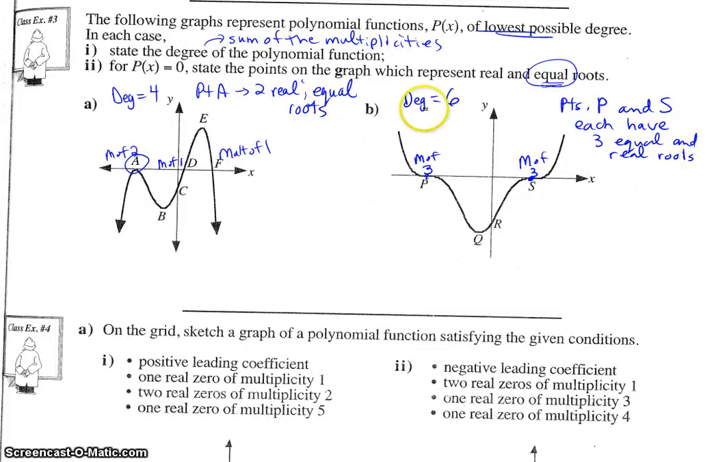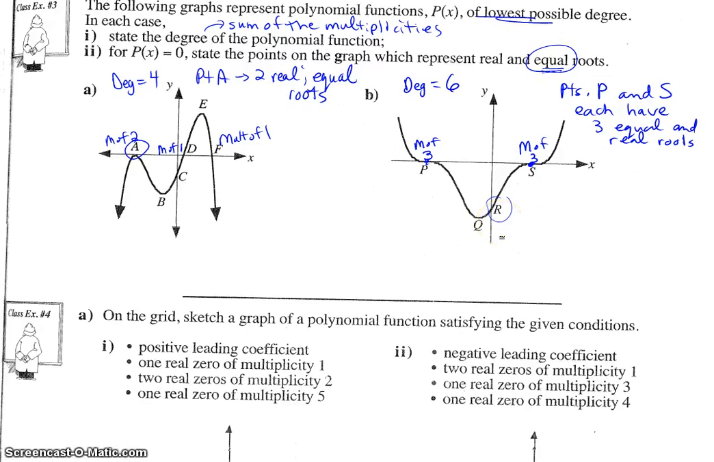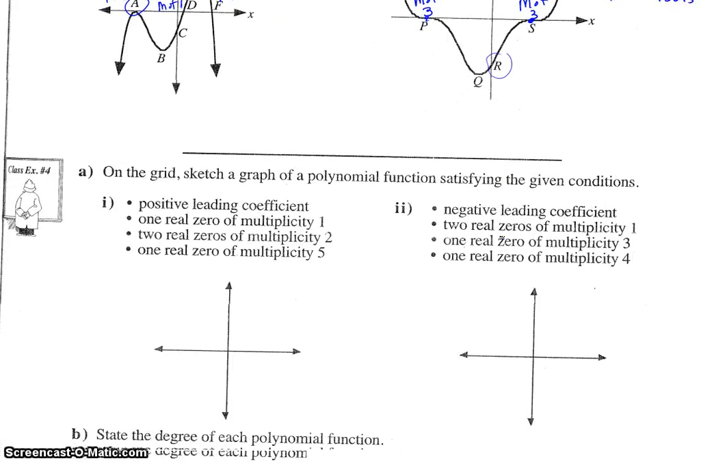Okay, so for graph B, we should have had a multiplicity, lowest possible, of 3 at point P, and also 3 at point S, because the graphs snake through those points. So our lowest possible degree would be 3 plus 3, which is 6. So where would we have real and equal roots happening? At both point P and point S. Now, did anybody get suckered in on the y-intercept there, thinking that that was actually a 0? Please don't do that. Only x-intercepts are zeros.